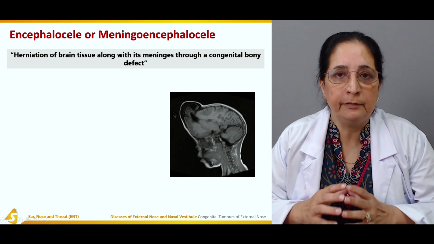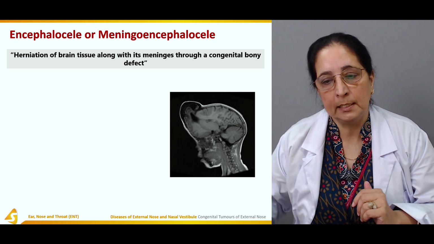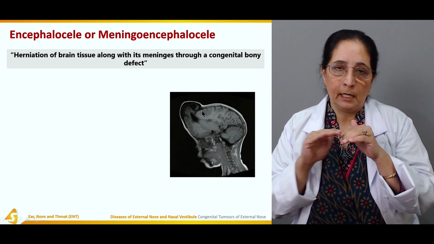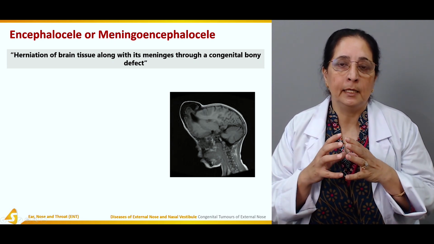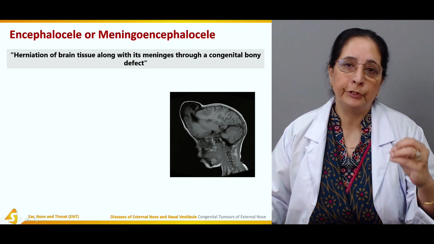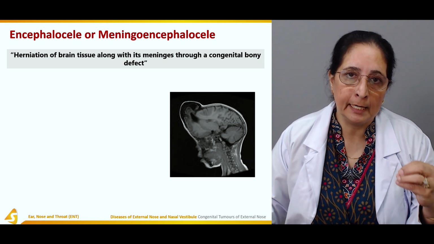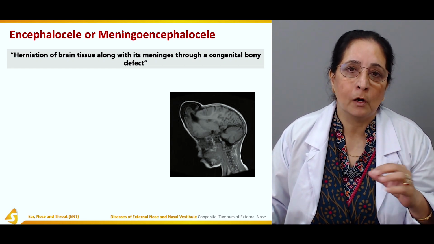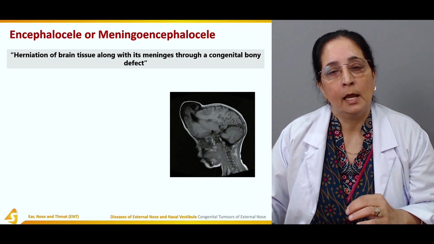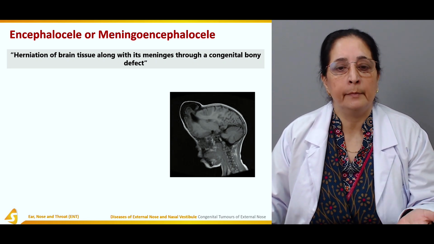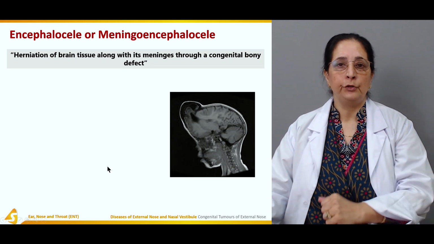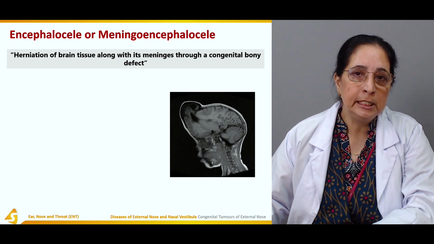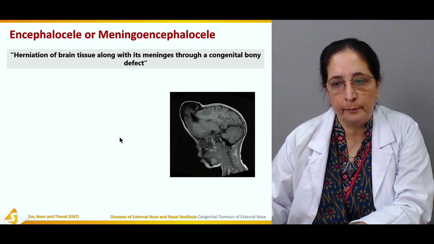So if a bony defect is present, where the bone is not properly closed and there is an opening in the bone, then there is protrusion of the brain and the meninges through that opening of the bone and it causes meningocele or encephalomeningocele and encephalocele. So there is protrusion of the brain tissue, and the brain tissue along with the meninges, through a defect in the bone.